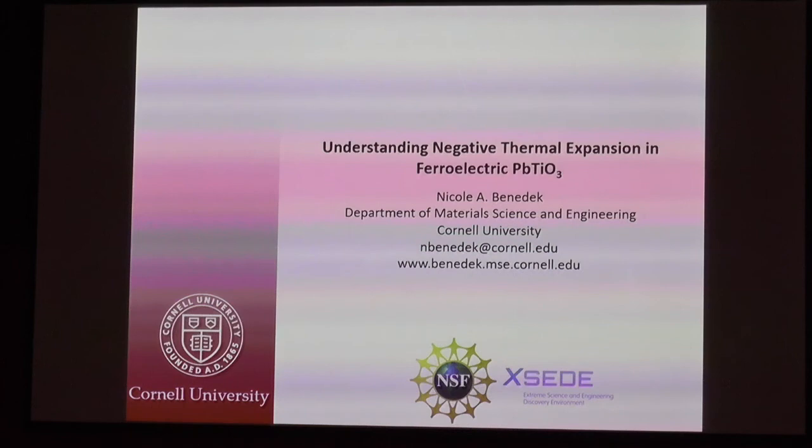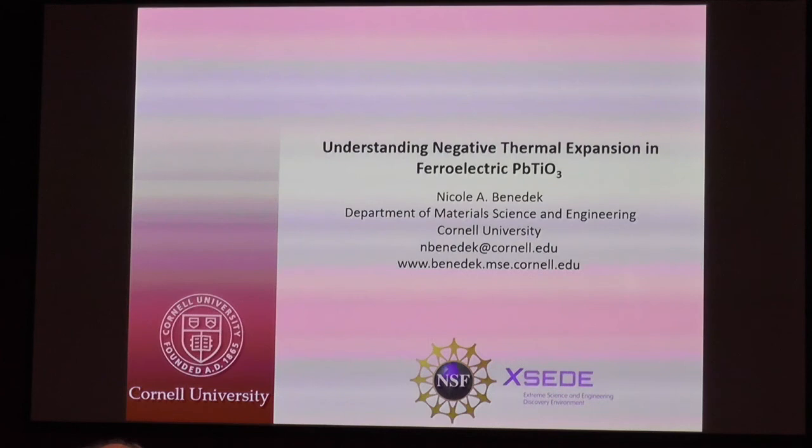It allows you to move the cursor if you want to, but it won't do anything because it's turned off right now. Okay. All right, our next speaker is Nicole Benedek, and she's talking about understanding negative thermal expansion in ferroelectric lead titanate. And she's from Cornell, so thanks.